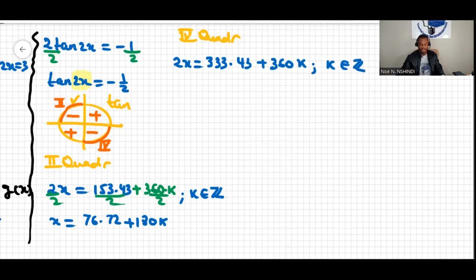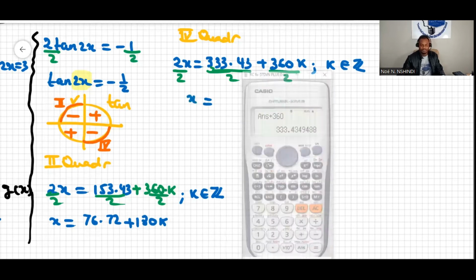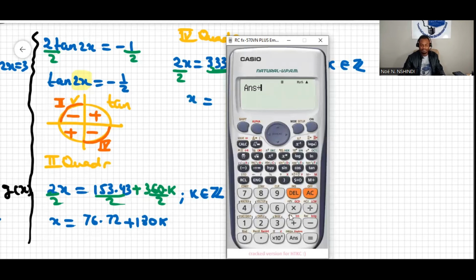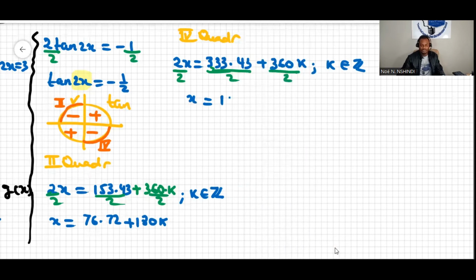And then to find the value of x, we will divide both sides by 2, and then we will get x equal to, where's my calculator? This divided by 2 is 166.72, so x equals 166.72 plus 180k.